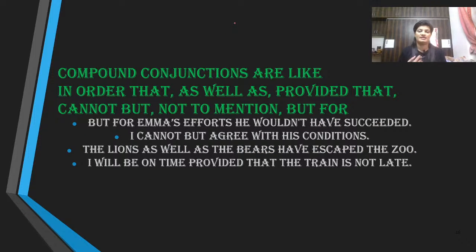And the third one is where we have two words put together used as one conjunction, like this: in order that, as well as, provided that, cannot but, not to mention, but for. Now, these are two different conjunctions where we have put them together and they are called as, what are they called as? I want you people to write the word in your chat section. What are they called as? Look at this word.